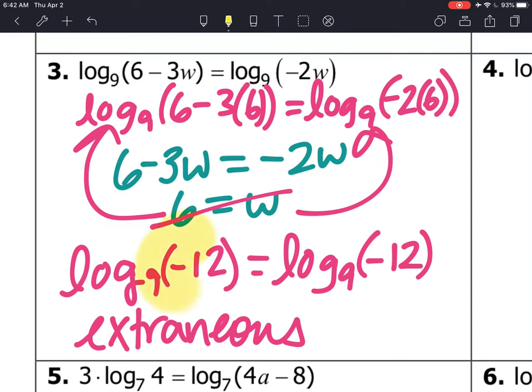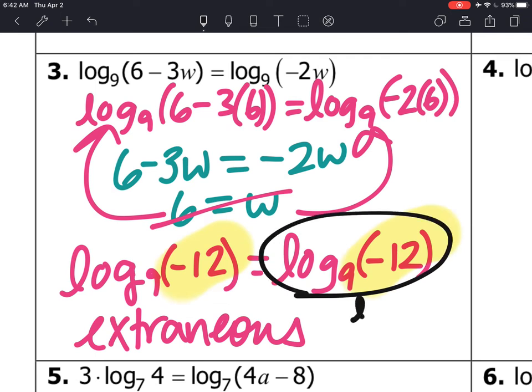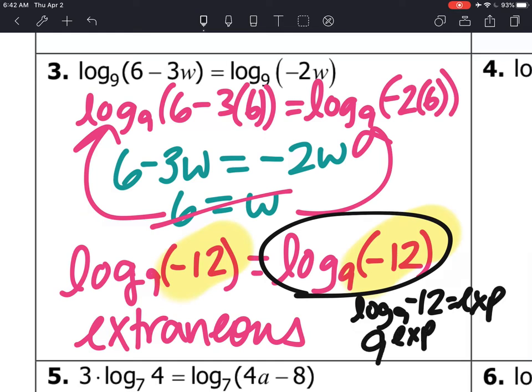And the reason it's extraneous is because you cannot take the log of a negative number here. Not possible. And just in case you're wondering why it's not possible, let's say I took this side, log base 9 of negative 12 equals an exponent, and then 9 to the missing exponent equals negative 12, which is not possible.